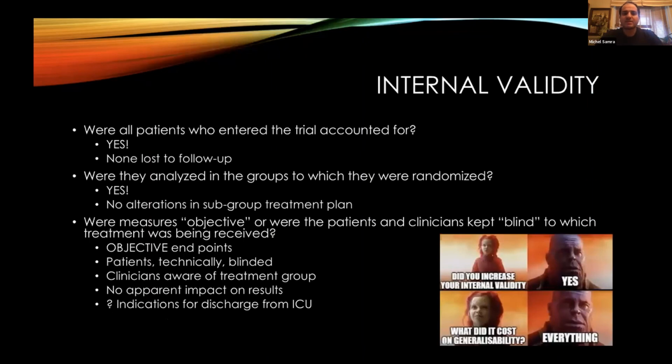Were all the patients in the trial accounted for? Yes, like we mentioned, none were lost to follow-up. Were they analyzed in the groups to which they were randomized? Yes. And were measures objective? So patients were blinded, obviously, because they were being mechanically ventilated. Clinicians were not, but at the same time, these were objective endpoints, so it didn't necessarily matter. The only thing that I noted is that they didn't write any indications for the discharge from ICU, but because they didn't actually find a difference in ICU free days between groups, it didn't actually matter.